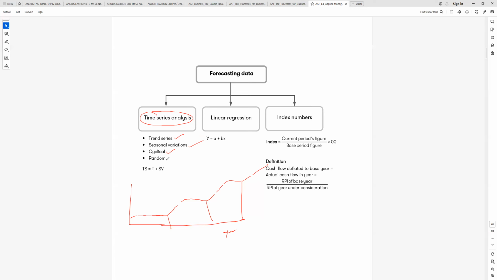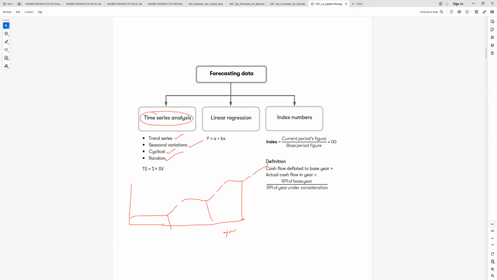The random variation, or uncertain variation, is very hard to predict. For example, because of COVID, the demand and price of masks, protective equipment and hand gel went really high. But this is very hard to predict because it doesn't happen every day. So the random variation is very hard to predict, and this is uncertain.